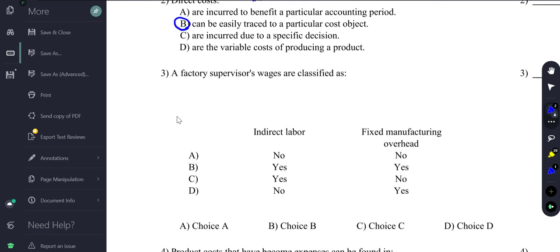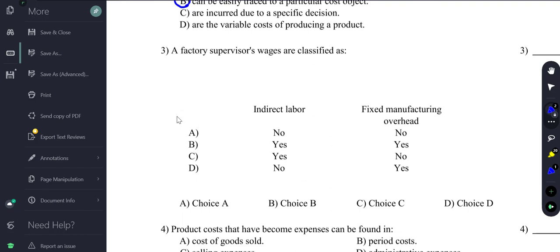For number 3 here, we have a factory supervisor's wages are classified as, and we have 2 possible classifications: indirect labor and fixed manufacturing overhead. And so you need to know where a factory supervisor's wages would fit. In this case, they're not direct labor, because they're not working directly on the product. They're supervising those who are. So they definitely are going to be indirect labor. But also, these costs can be a part of fixed manufacturing overhead. So the answer here is letter B.